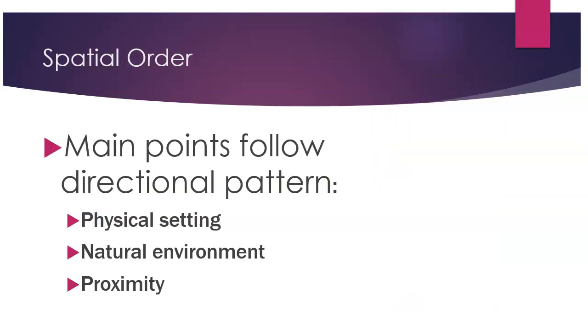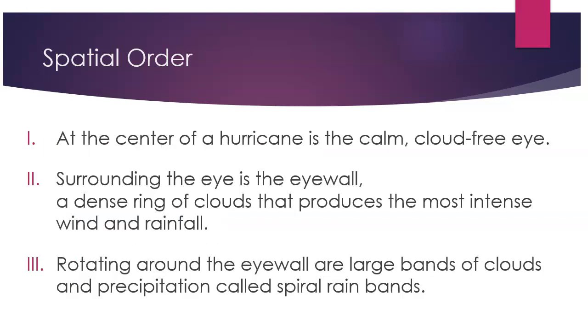We have a spatial order where our main points follow a directional pattern, either a physical setting, natural environment, or proximity. So when we're talking about buildings, directions, this is the type of pattern we would use. Here's an example discussing a hurricane. So at the center, it discusses the center. Then around the eye wall, and then going further out, all of precipitation and everything that comes with that. So there's 3 main points in this example.